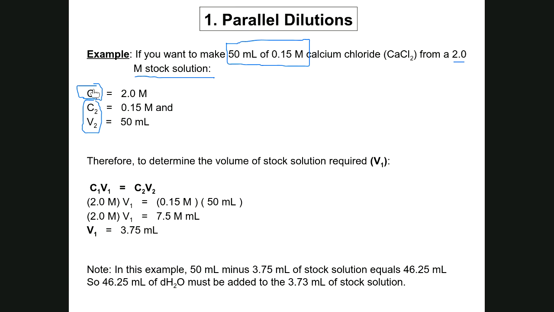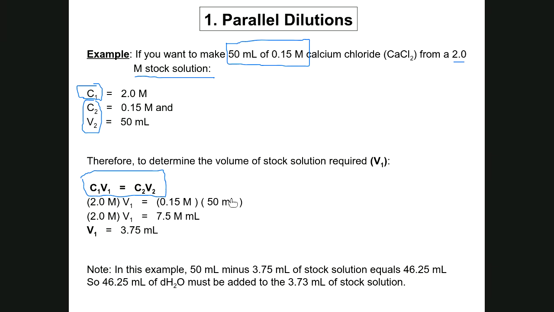So what you need to figure out is what are the concentrations for C1 and C2? What is the volume for V2? C2 and V2, you have to know they have to do with your dilution sample. C1, V1, you have to know they have to do with their stock. So there should be at least 3 values you have to plug into the parallel dilution formula. C1V1 equals C2V2. So if you look down here, they plug in 2.0 molar times V1 equals 0.15 molar times 50 mLs.